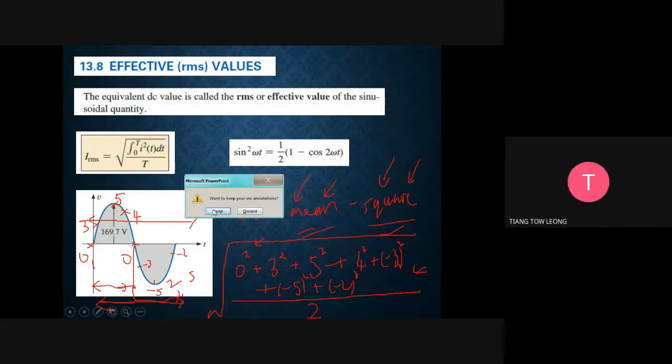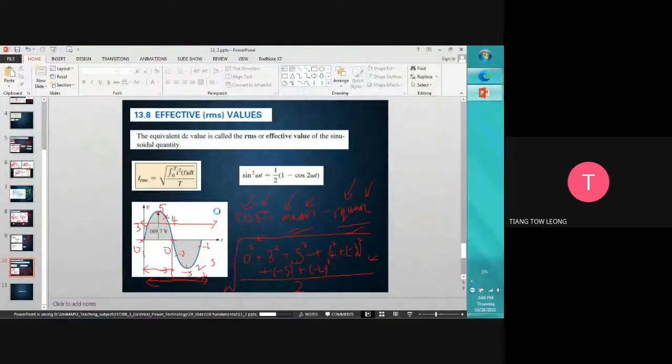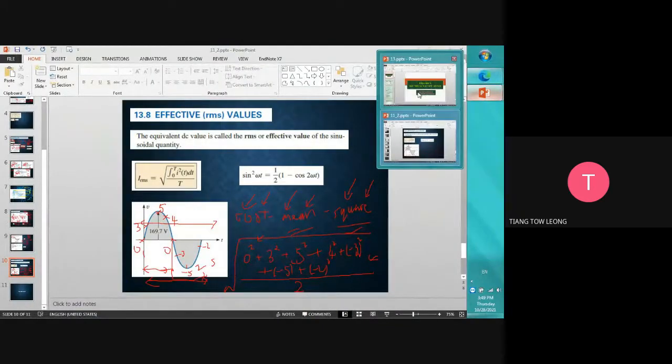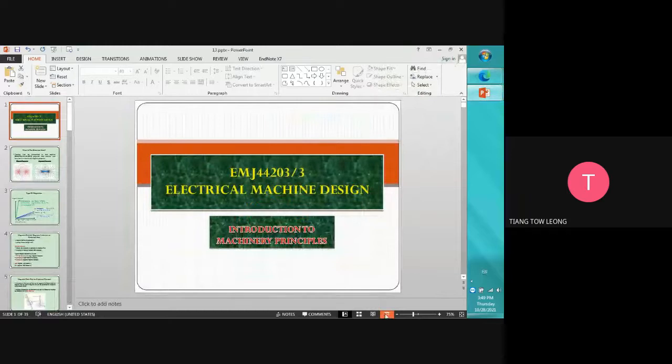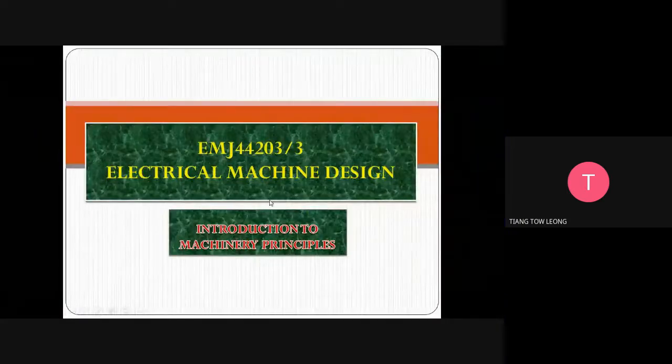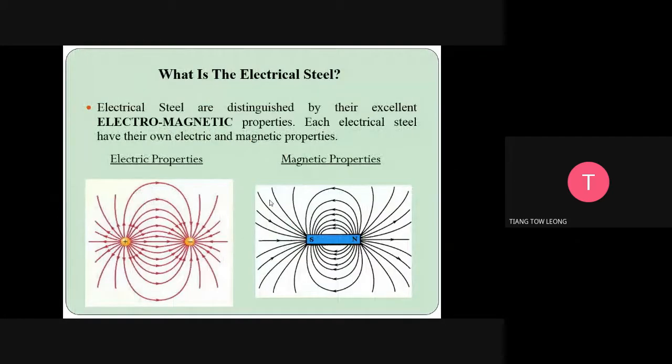I hope that this basic can help you in your FYP as well, especially when you are dealing with a signal. So we continue. Okay, today we will start the first class, introduction to the machinery principles. First of all, we will talk about what is electrical steel. Electrical steels are distinguished by their excellent electromagnetic properties.